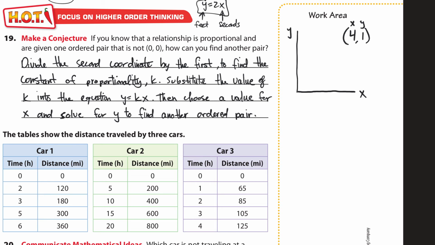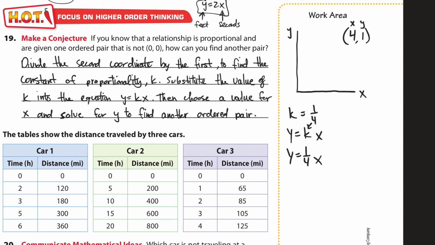So divide the second coordinate by the first and find the constant of proportionality. So the second is 1 and the first is 4. So k, the constant of proportionality, is 1 over 4. Okay, substitute the value of k into the equation. So if we have y equals kx, we're going to substitute right there. So y is equal to 1/4 times x. So we have our equation for this proportional relationship.